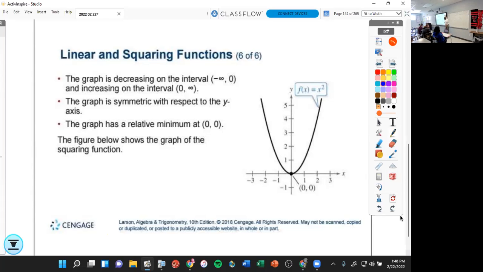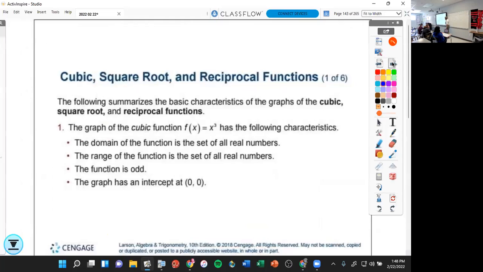Moving right along. The cubic function. What's it look like? Don't look at your calculator. Don't graph it. We've talked about it before. I'm testing your memories. What does the cubic function look like? Without trying to get ahead, I'm looking at notes. What's it look like?